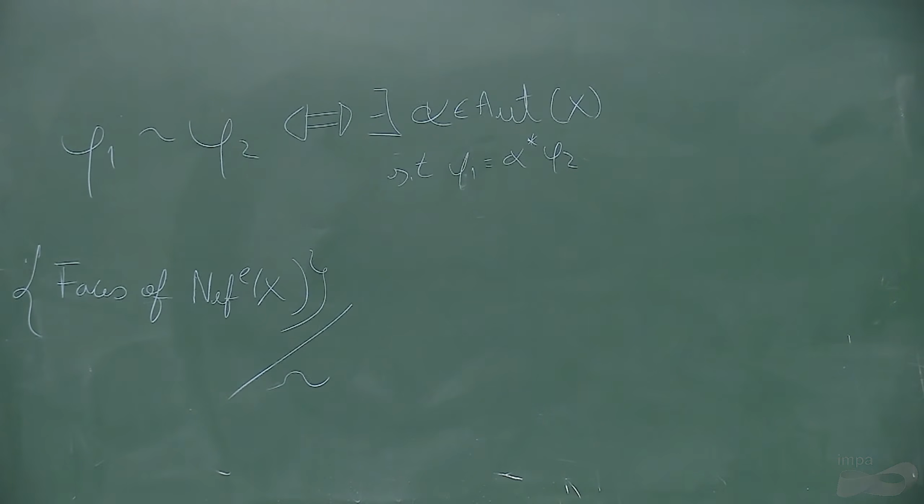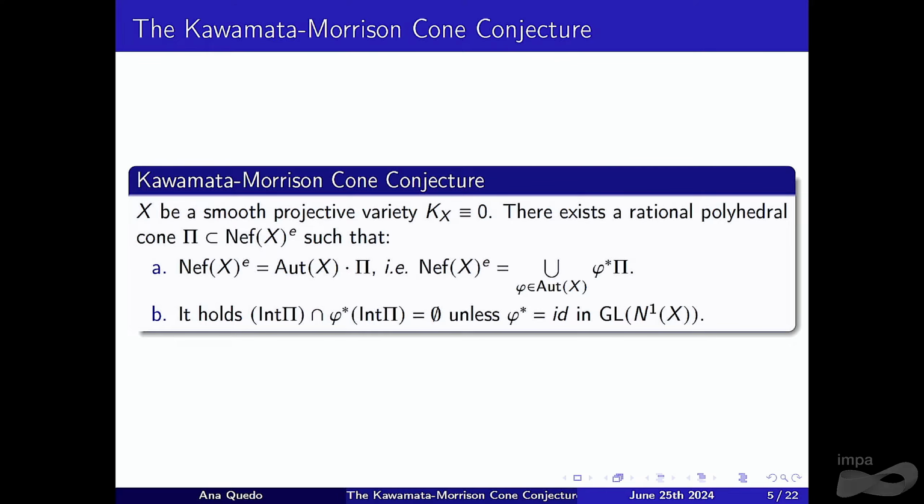And another way of saying that is exactly the cone conjecture, the way that it was proposed by Kawamata. This means that I have a rational polyhedral domain for the action of the automorphism group on the NF effective cone, meaning that I have a finite number of faces. I have a rational polyhedral cone inside the NF cone, such that with this cone and the automorphism group, I recover all my NF effective cone.